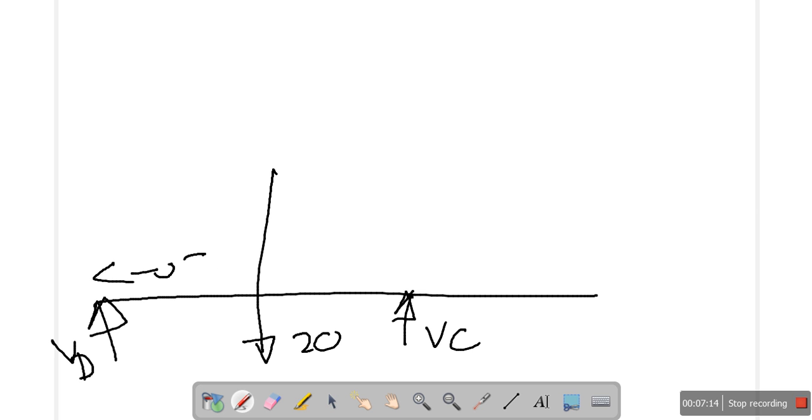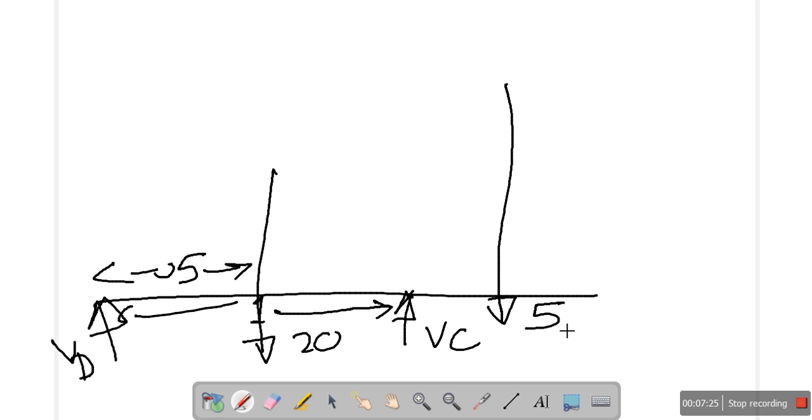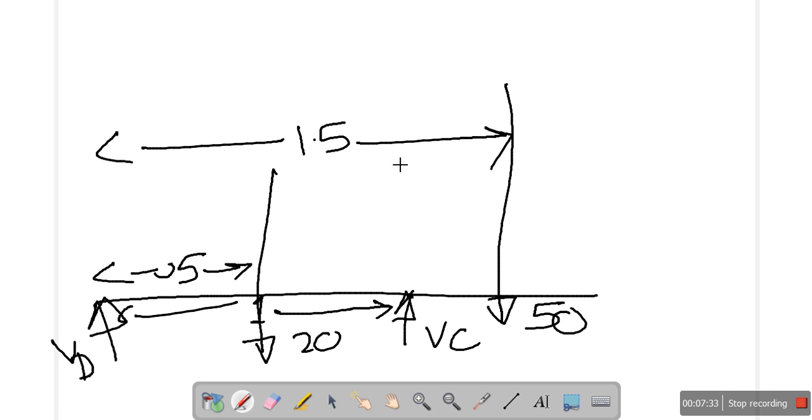This distance is 0.5. From here to here the distance is 1, and there is one 50 kilonewton force coming up. This total distance is 1.5. So let me take moments about D.